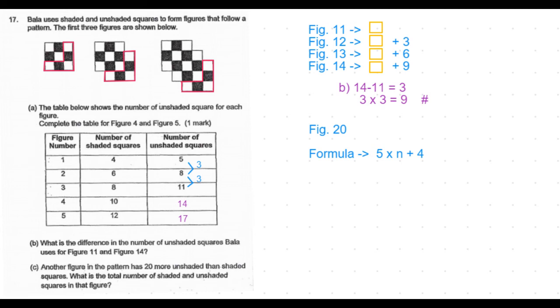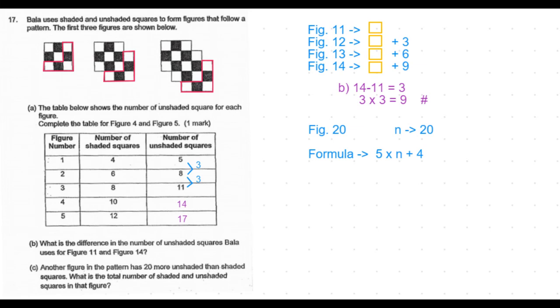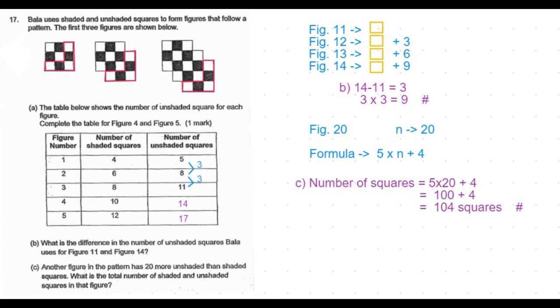Now we already found out that n is 20, because figure 20 is what we need to find the number of squares for. So we just have to substitute n equal to 20. So the number of squares is 5 times 20 plus 4, which is 104 squares. That's the answer for part C of the question.